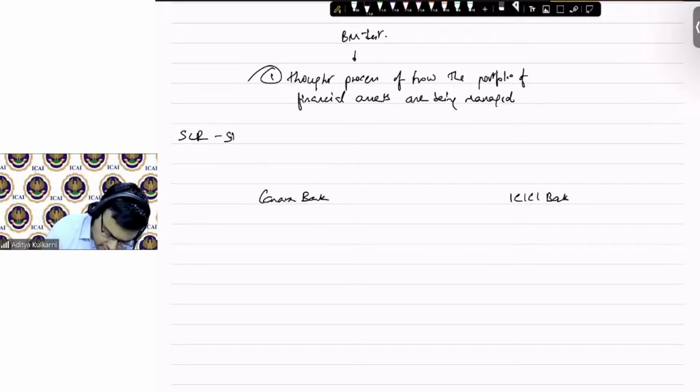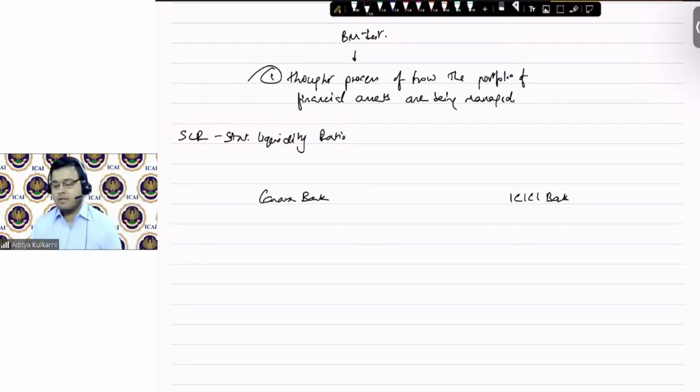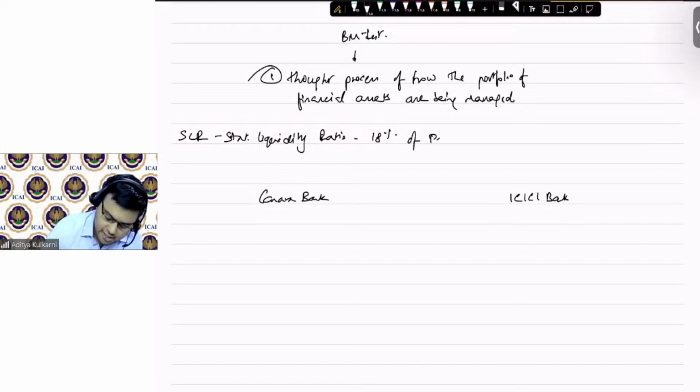SLR means what? Statutory liquidity ratio. This is an example. You don't have to remember this. You call it as a statutory liquidity ratio, SLR. Okay. And then you have CRR, whatever, many reserves are there. So this is currently 18% of deposits. Currently, this is 18% of deposits.